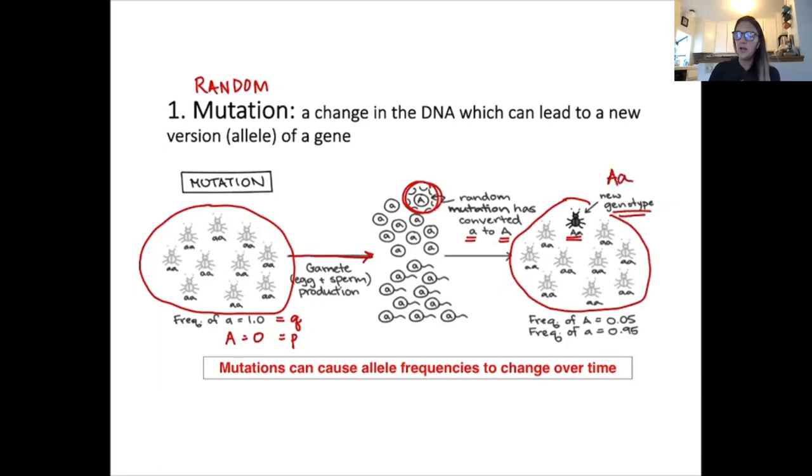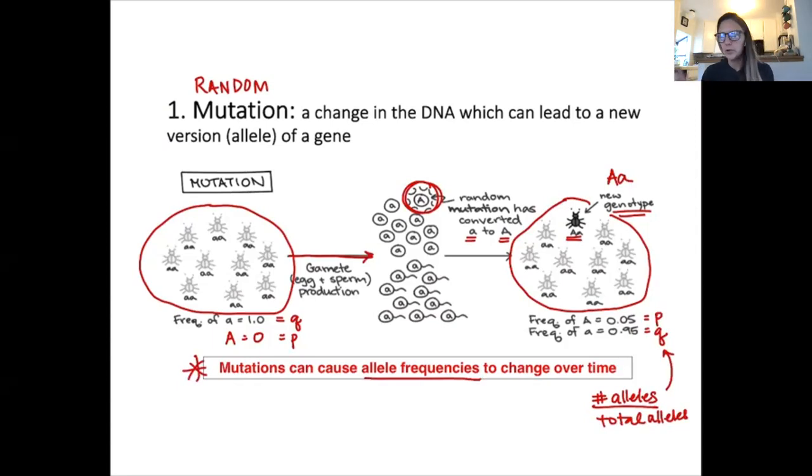So if we calculate the allele frequencies, we would have our big P, or our dominant allele, at 0.05, and our little a, or recessive allele, which is Q, at 0.95. And remember how we figure those out. We take number of alleles over total alleles, right? Here, you can make sure that that math works out, but it does. And so mutations can lead to allele frequency changes over time. That is one thing that can drive microevolution.